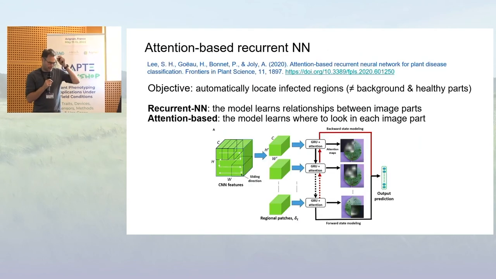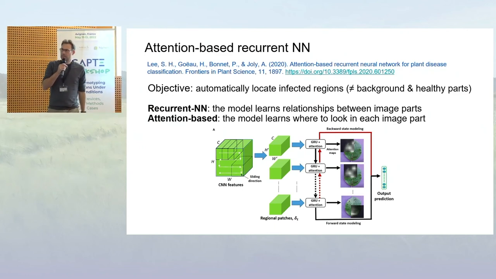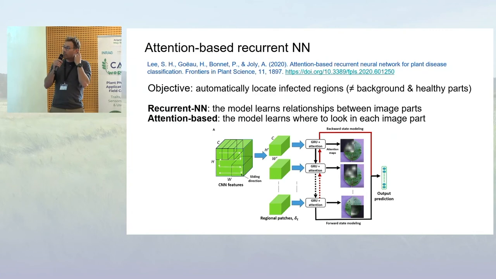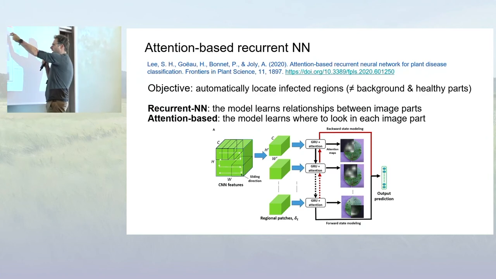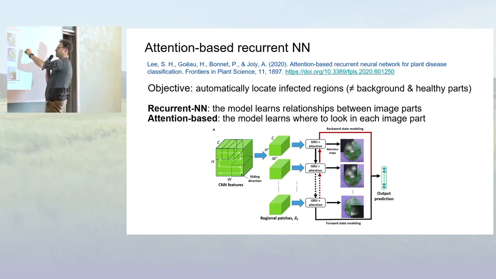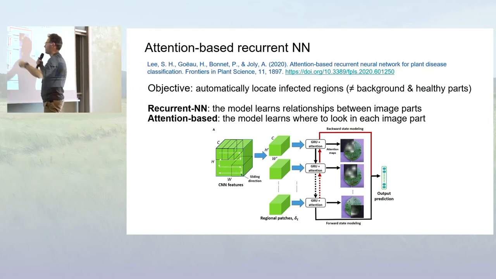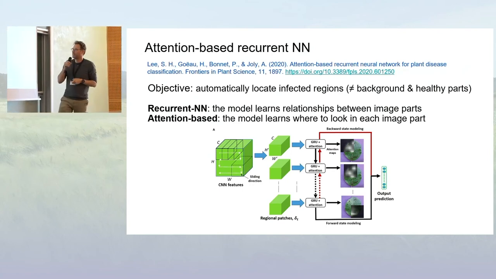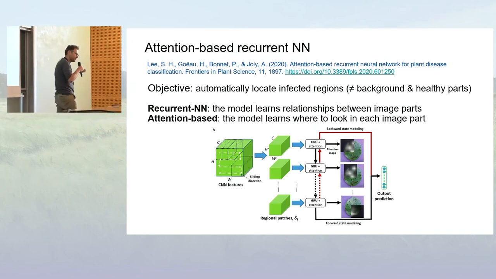So we have tried different approaches to try improving these performances. One of the first works on which Sue worked was attention-based recurrent neural networks. A recurrent neural network allows to learn statistical dependencies between the different parts of the images and then combine that. And attention is another mechanism that really allows the model to learn where to look precisely on the pixels. So it learns an attention map in addition to the features, and this enforces to really focus on some specific parts of the image.